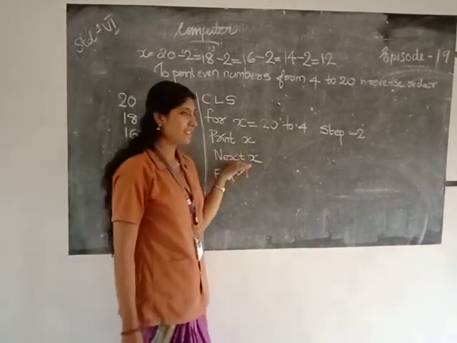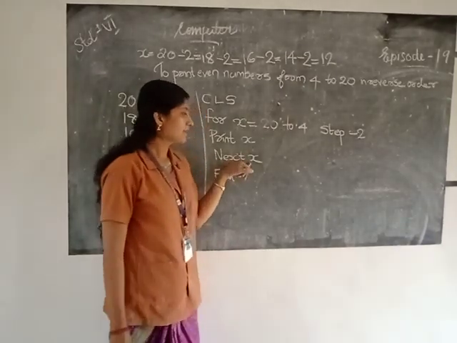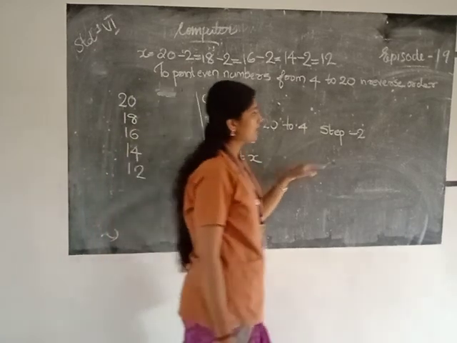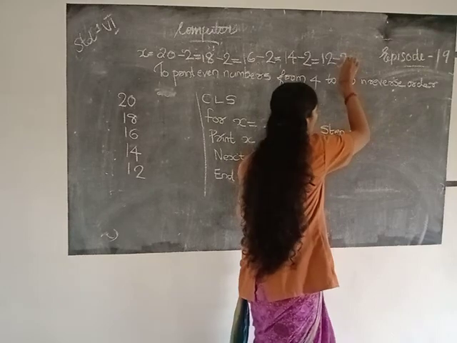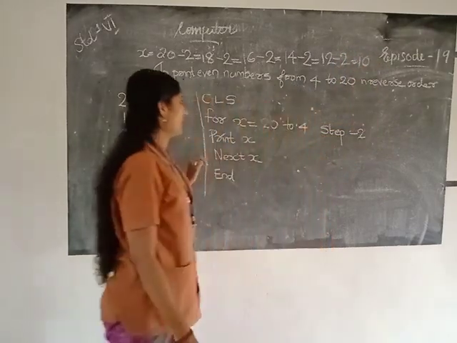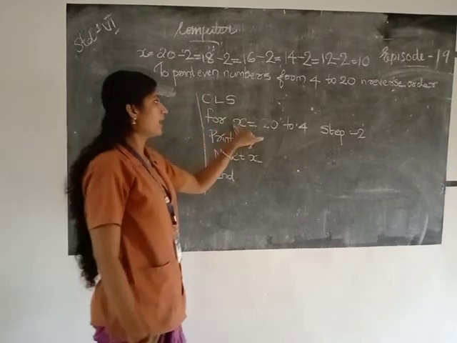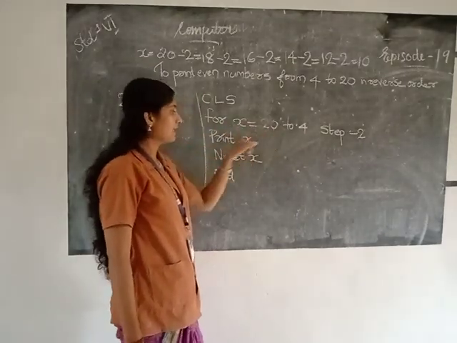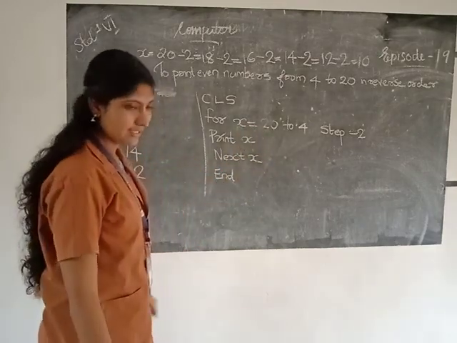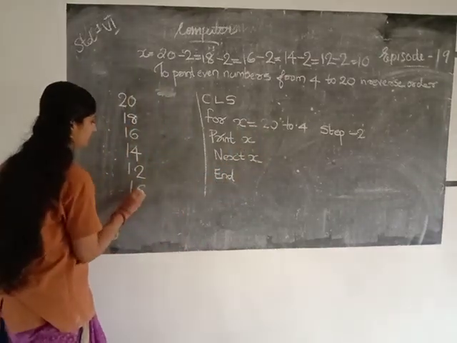Then after that, next x. So that means now the current value of x equal to 12 and which is decremented by 2 is equal to 12 minus 2 is equal to 10. Yes, okay. So now the value of x equal to 10. Then print x. Print x means print 10. So 10.